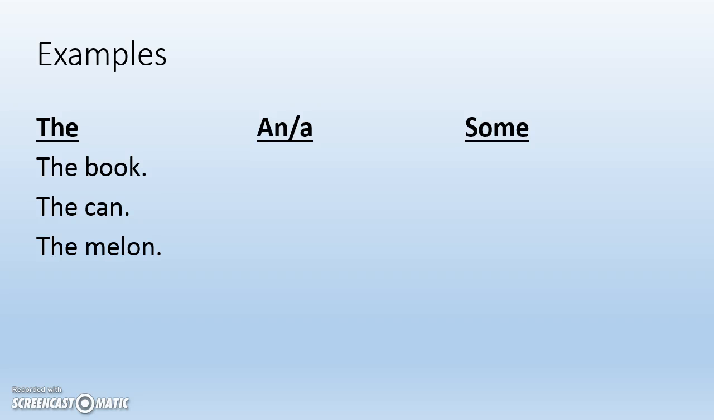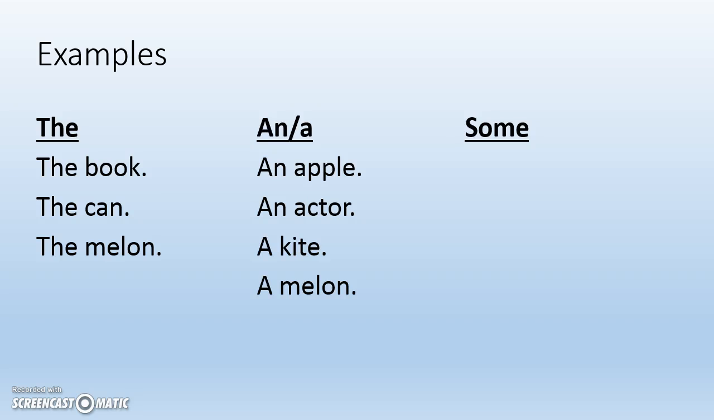For an and a, I have an apple, an actor, a kite, or a melon. So for these examples right here, we do not know what the author is referring to, which specific apple or which specific actor. We just know that the author is referring to an apple, or an actor. We don't know specifically which actor, specifically which apple.